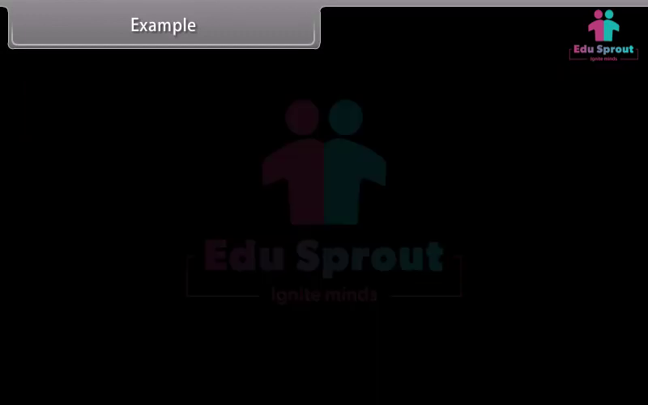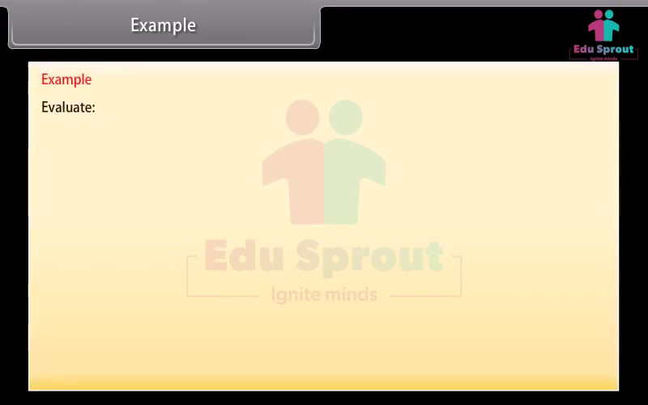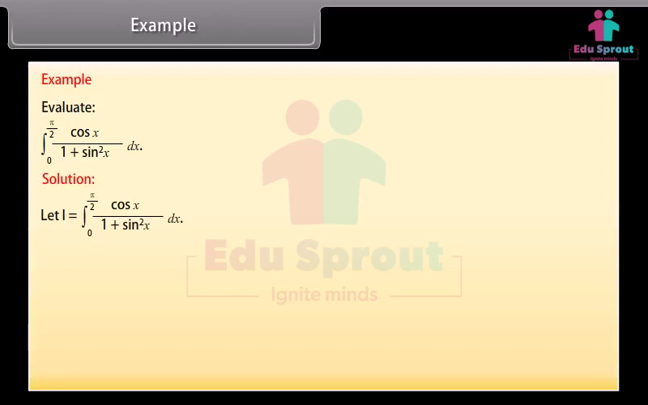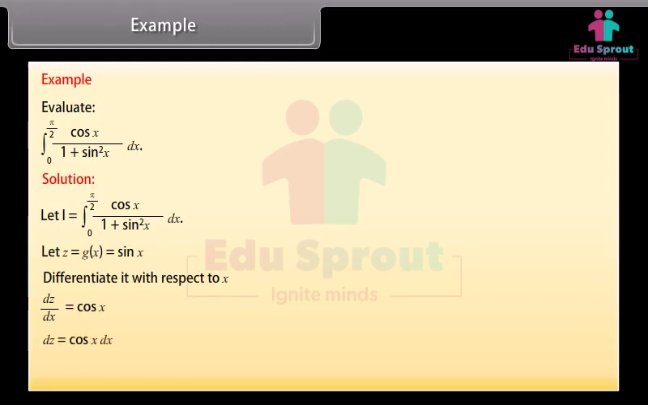Example. Let us understand it with the help of an example. Evaluate the integral of cos x upon 1 plus sine square x with lower limit 0 and upper limit pi by 2 with respect to dx. Solution. Let I is equal to the integral of cos x upon 1 plus sine square x from 0 to pi by 2 with respect to dx. Let z is equal to g of x is equal to sine x. Differentiate it with respect to x. dz by dx is equal to cos x. dz is equal to cos x dx.